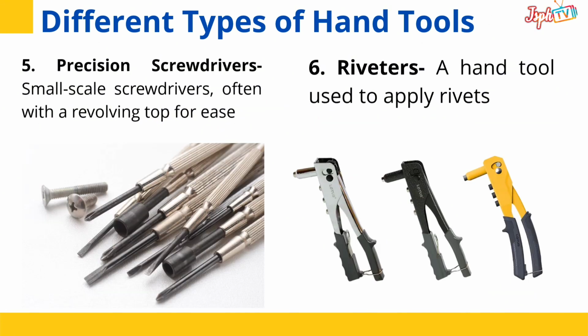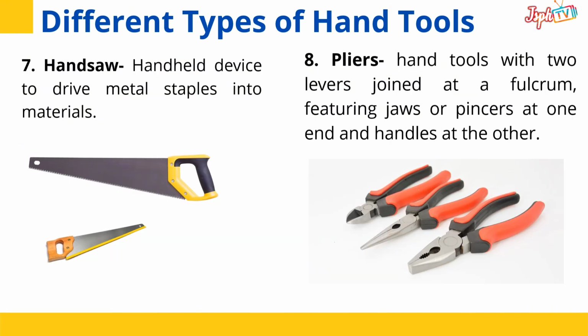Precision screwdrivers. Small-scale screwdrivers, often with a revolving tab for ease. Riveters. A hand tool used to apply rivets. 7. Staple gun. Handheld device to drive metal staples into materials. 8. Pliers. Hand tools with two levers joined at a fulcrum, featuring jaws or pincers at one end and handles at the other.